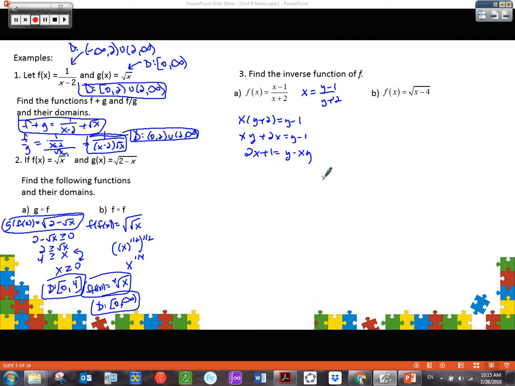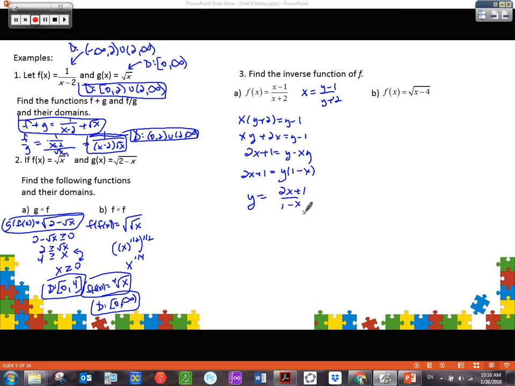Now I need to think of a way to just come up with one y. And that would be factoring. What if we factored a y out? Can't we do that? Right? We factor a y out. So we have y times 1 minus x equals 2x plus 1. Whew, okay, great. We're making progress. We just have one y, and now we can just solve for the y. Let's divide both sides by 1 minus x. So we have y equals 2x plus 1 over 1 minus x.